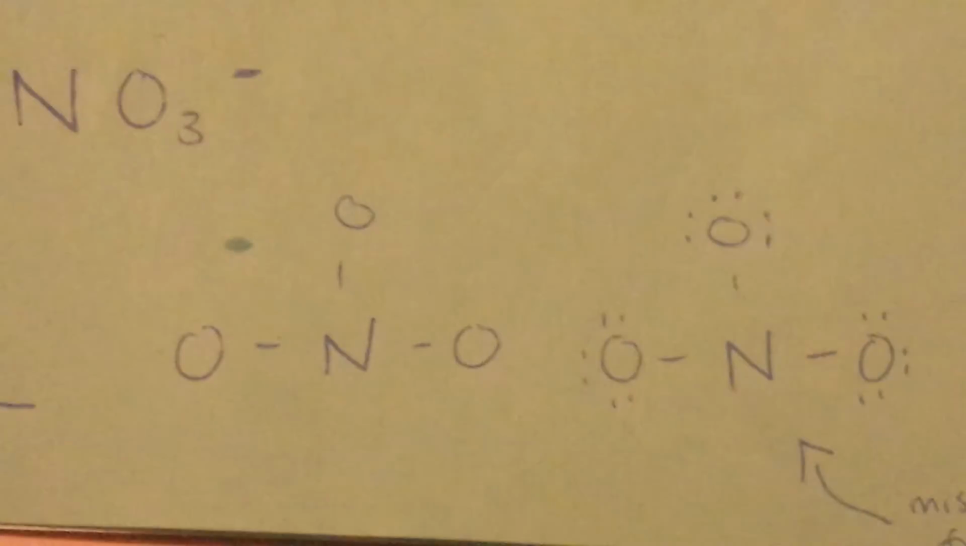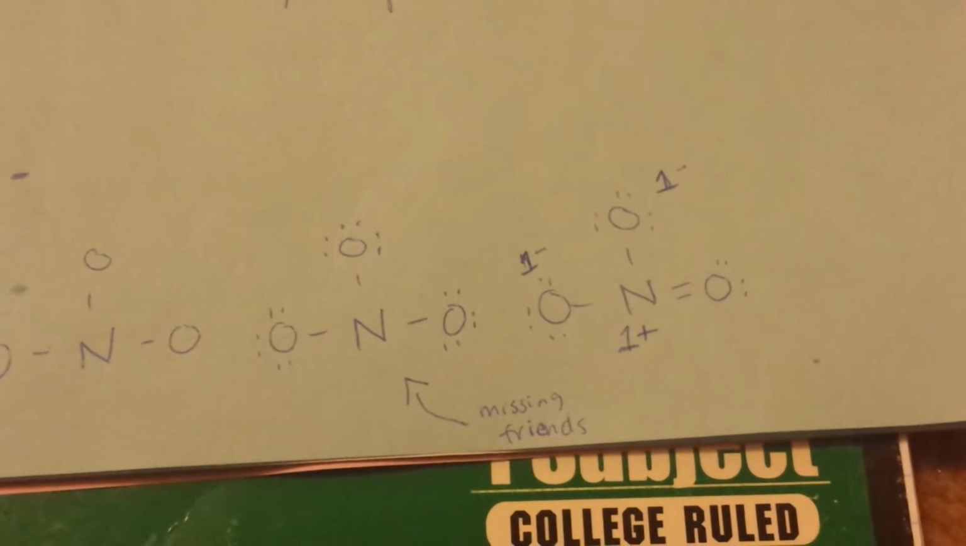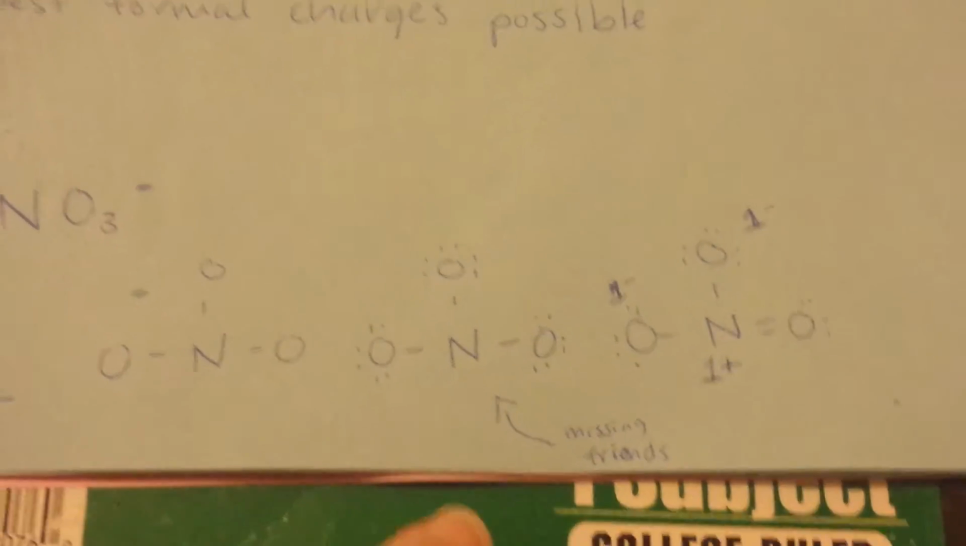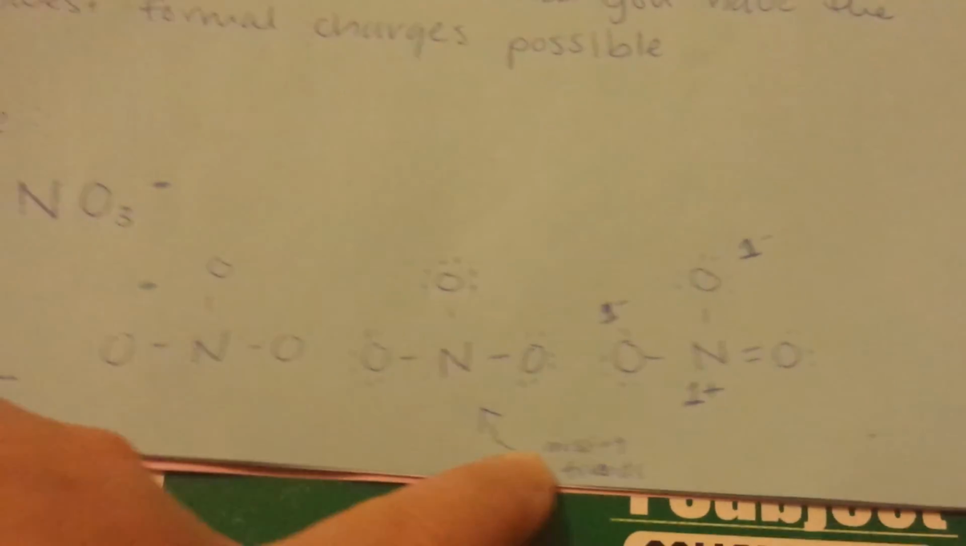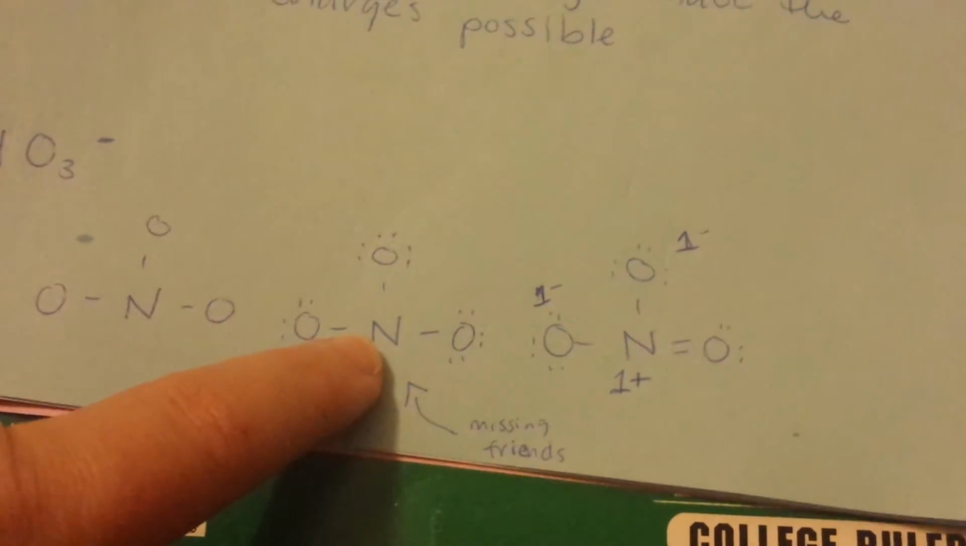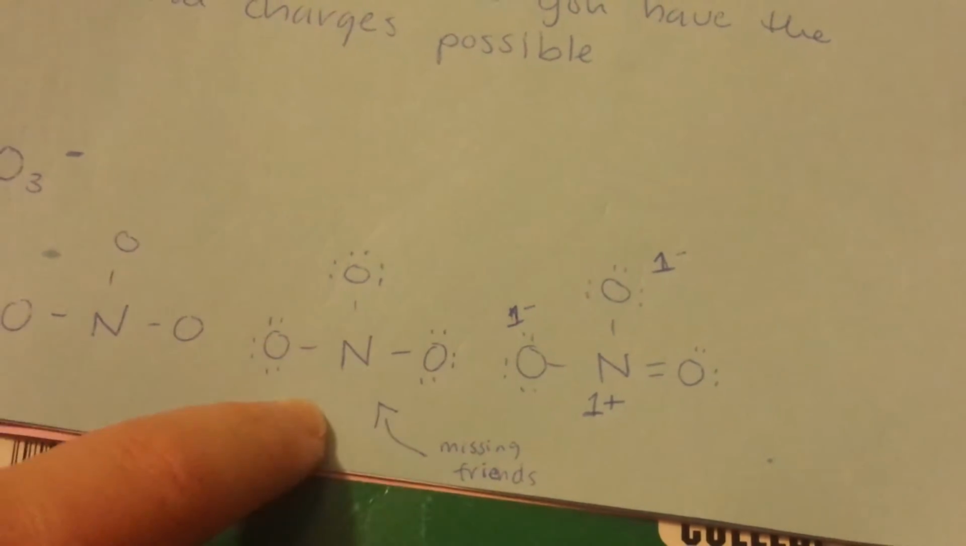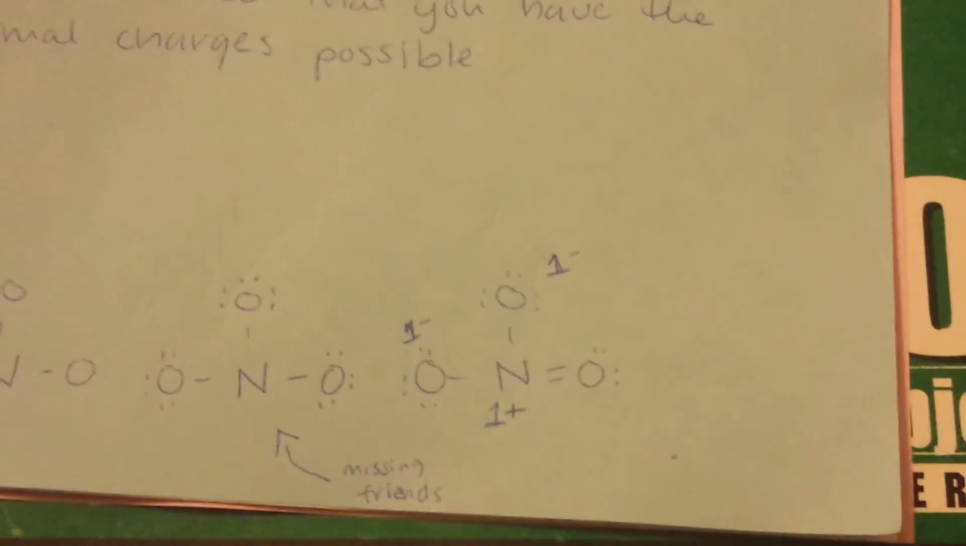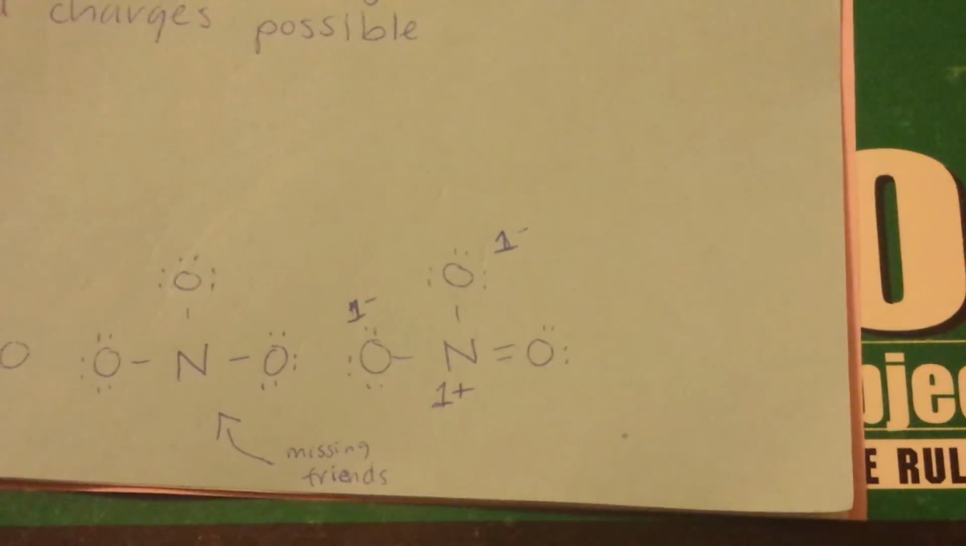This right here is the skeleton, the initial structure that was drawn. And then next, this one has all of the bonds, and then all of the remaining electrons drawn into the structure. I made a note down here that nitrogen, as the central atom, is missing friends. Nitrogen is missing a couple of electrons down here to satisfy its octet, and in order to make everyone happy, just create a double bond on one side, and we've got all of the charges listed there.